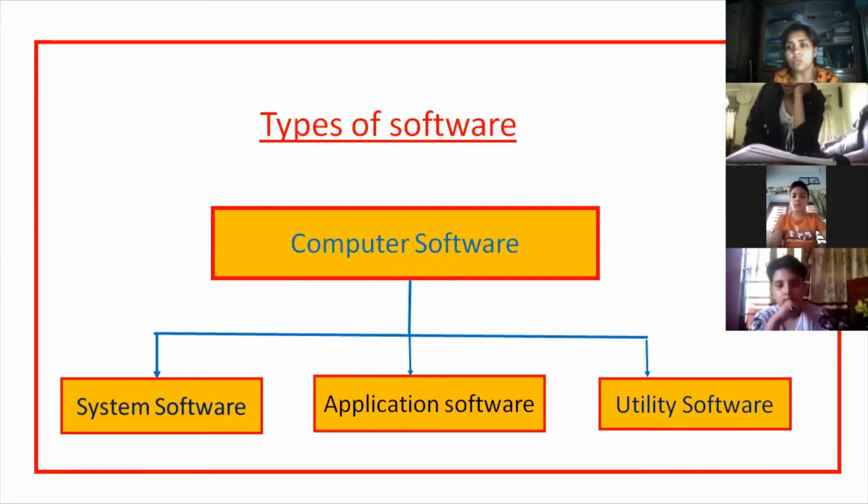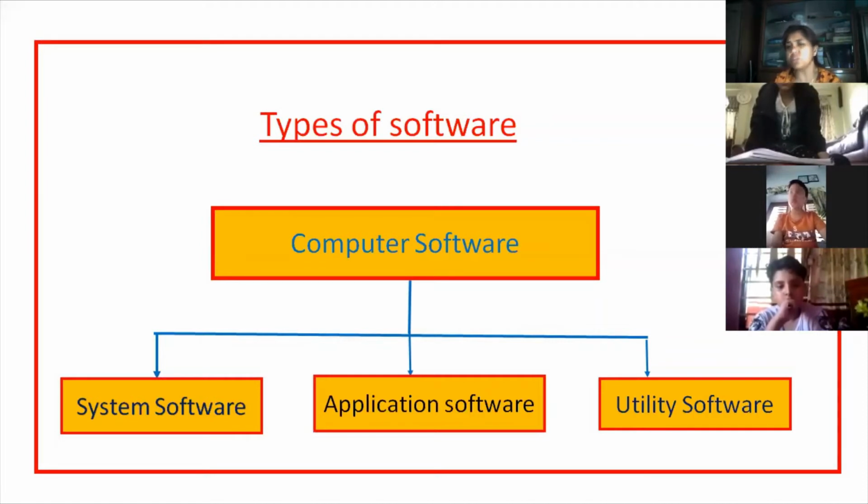Correct? So to make our computer functional, first of all, we have to install system software. When all the necessary system softwares are installed, then only we can install application software. So system software are also known as master software of the computer. System software control all the activity of the computer.